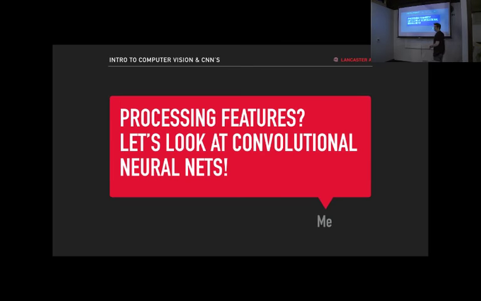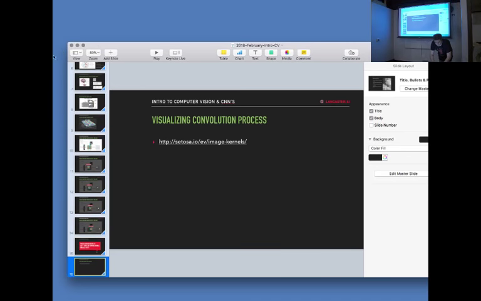Processing features. Remember how the brain took a look at those little edges and then started building up representations? That's what convolutional neural nets are doing. So let's take a look here, real quick, at an image kernel.